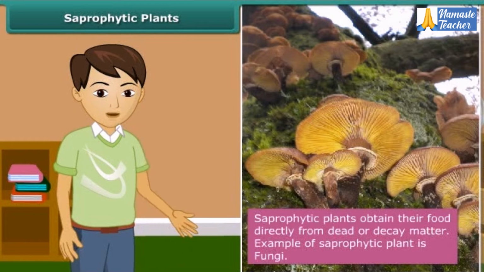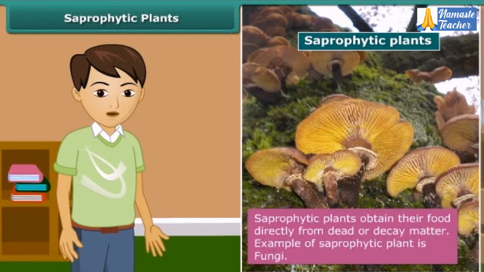This mode of nutrition, in which organisms take in nutrients in solution from dead and decaying matter, is called saprotrophic nutrition, and organisms which use this kind of mode of nutrition are called saprotrophs. Thus, we can say that fungi are saprotrophs.